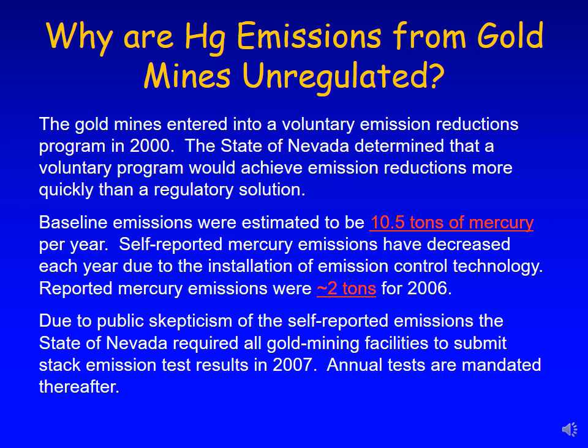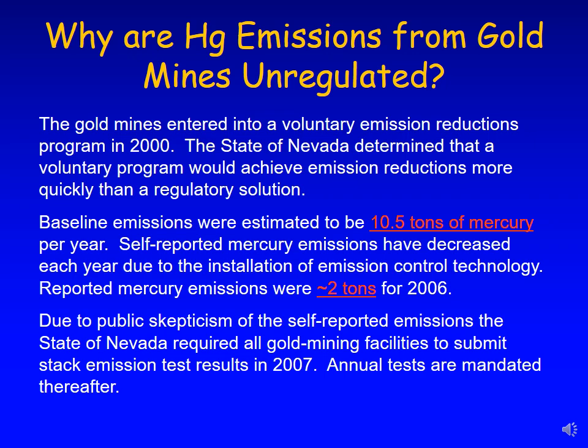So why are these mercury emissions unregulated? Well, the gold mines realized that the government was about to regulate, so they intervened and said, we're going to voluntarily reduce our mercury emissions. And they did this in 2000. And they estimated that their current emissions at that point were 10.5 tons of mercury per year.